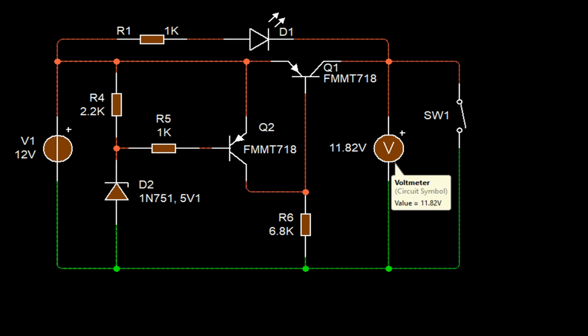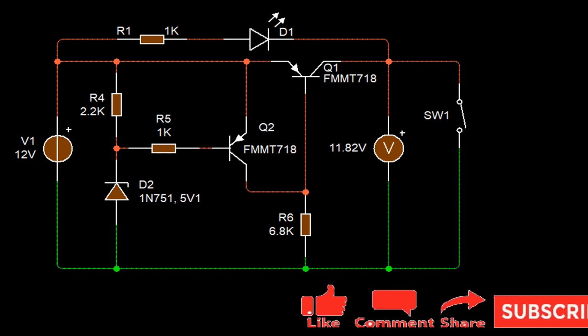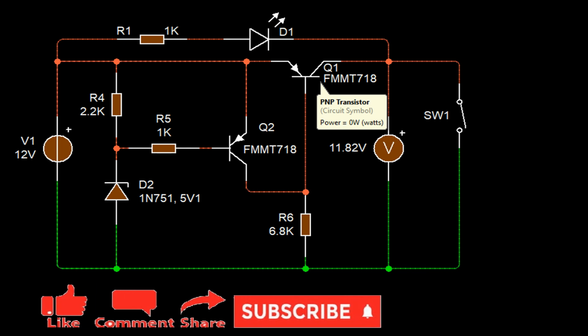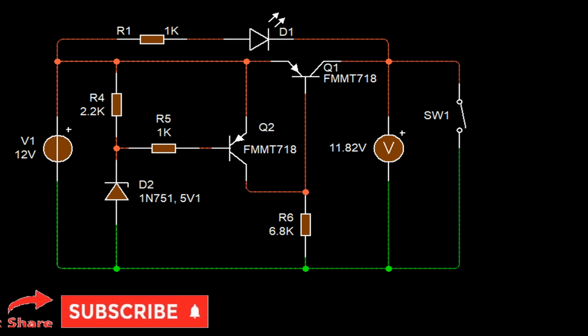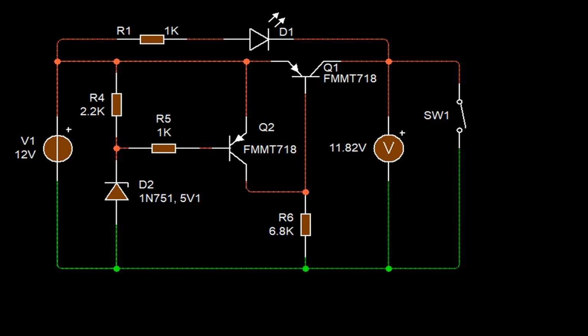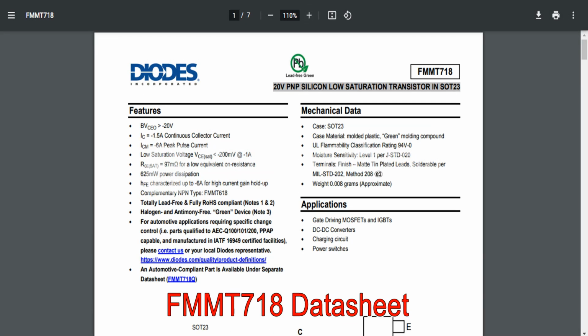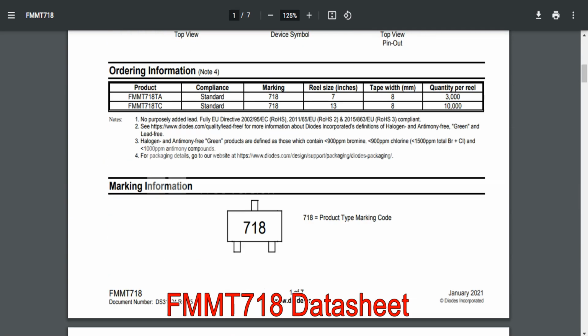When Q2 turns on, the base terminal of Q1 gets high and Q1 turns off, which means Q1 behaves as an open switch. Hence, Q1 does not allow the current to flow through it and protects the load from exceeded voltage. Now we also need to consider the voltage drop across the transistors. It should be low for proper accuracy of the circuit. So we have used the FMMT718 PNP transistor, which exhibits a very low VCE saturation value. Due to this, the voltage drop across the transistors is low.